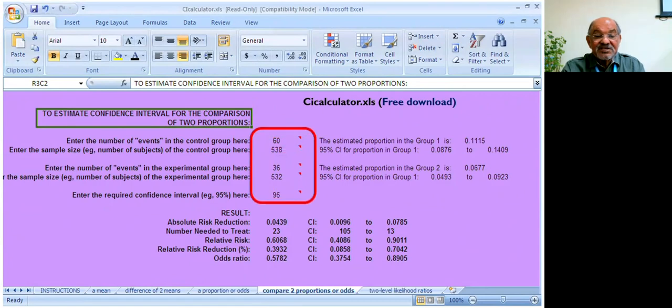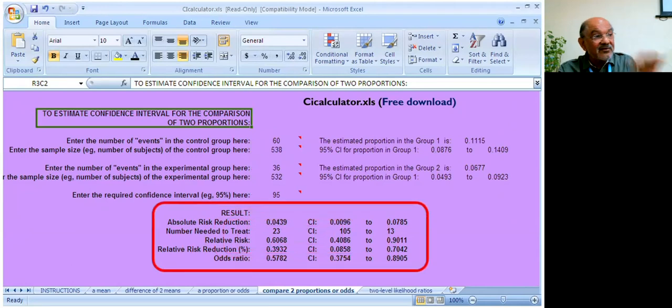So what you have to do is just enter the numbers: 16 neonates out of 538 and 36 out of 532, and click 95% instead of 99% confidence interval, and it gives you everything. Right? All you then have to do is interpret these results. Because when my friend calls, I have to tell her what exactly these mean. I can't tell her absolute risk reduction. I have to use language she can understand.